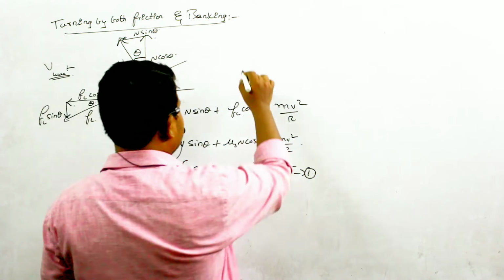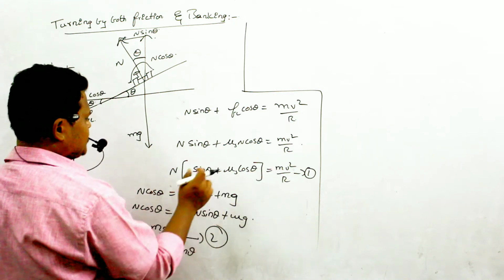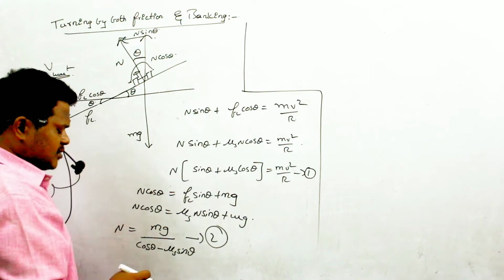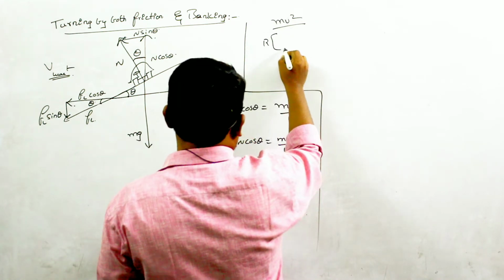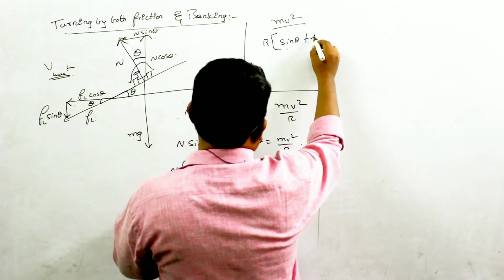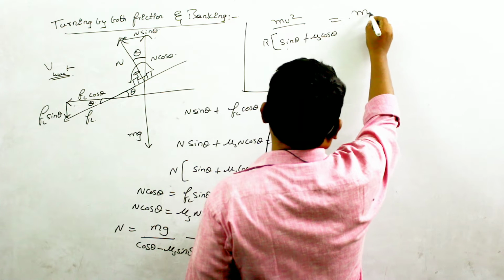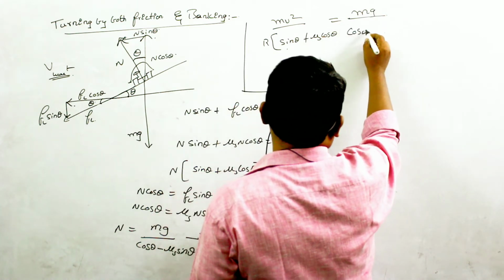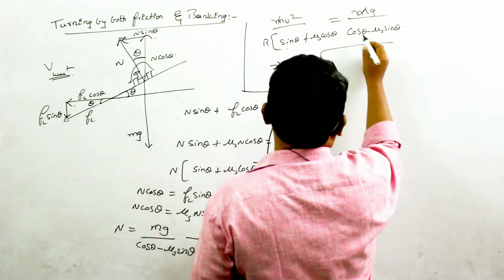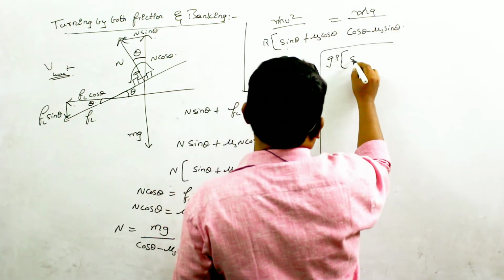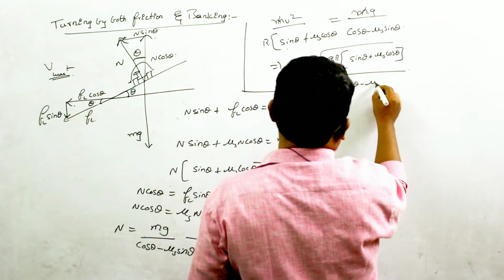So if I try to equate these two relations, here I got N is equal to mv square divided by r into sin theta plus mu_s cos theta. Here I got N is equal to mg divided by cos theta minus mu_s sin theta. If I equate these two, then mv square by r into sin theta plus mu_s cos theta is equal to mg divided by cos theta minus mu_s sin theta. So m gets cancelled, and therefore v is equal to square root of gr into sin theta plus mu_s cos theta divided by cos theta minus mu_s sin theta.